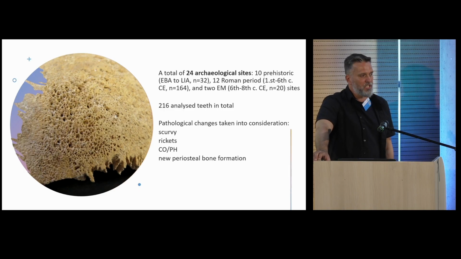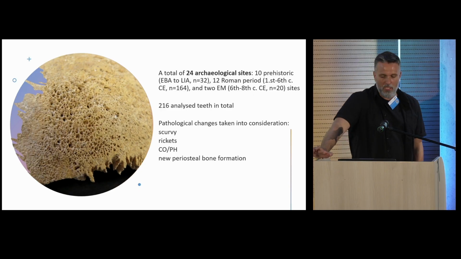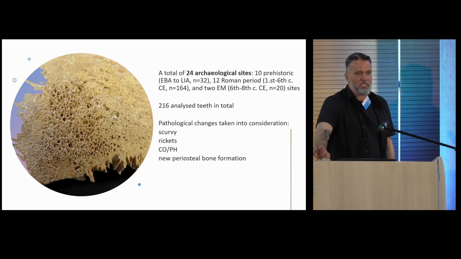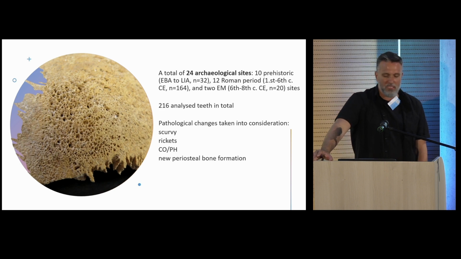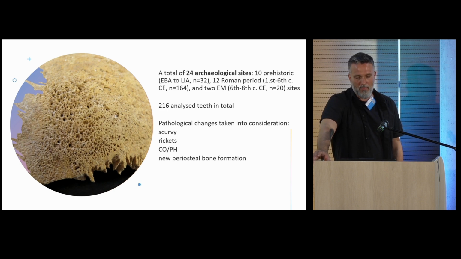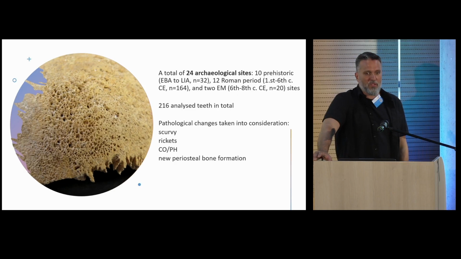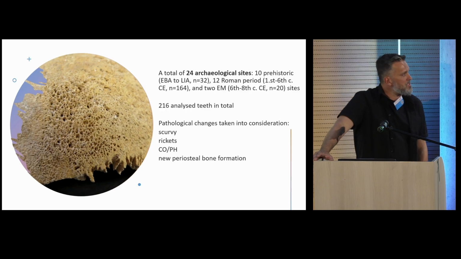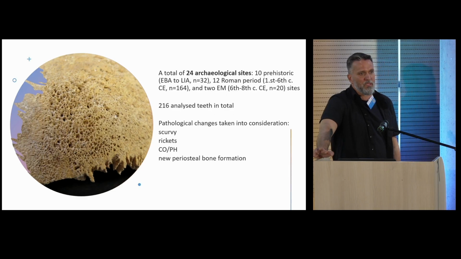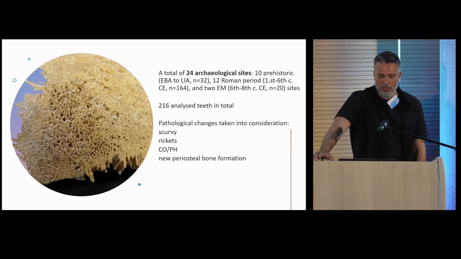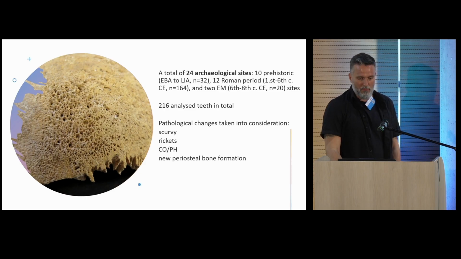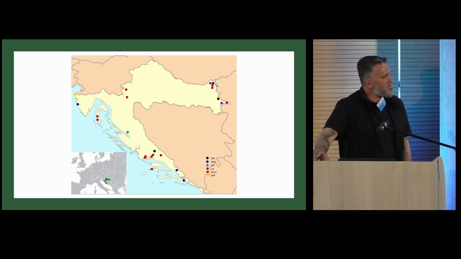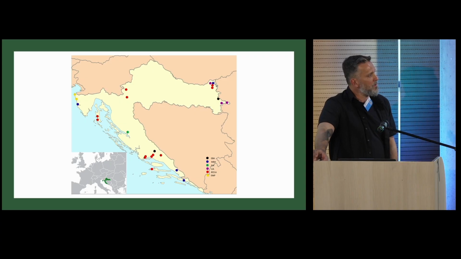So we did a larger study within this project. We started with prehistoric samples from the early Bronze Age to the late Iron Age, in total 24 sites, but we focused on Roman period sites between the 1st and the 6th century CE and ended with the early medieval period. We had about 215 teeth analyzed so far, about 3/4 are subadults, the rest are adults, and the pathological changes that we try to associate them with are obviously scurvy, rickets, metabolic disorders, cribra orbitalia, porotic hyperostosis, and periostitis, the usual stuff. So these are the sites divided into different chronological periods.